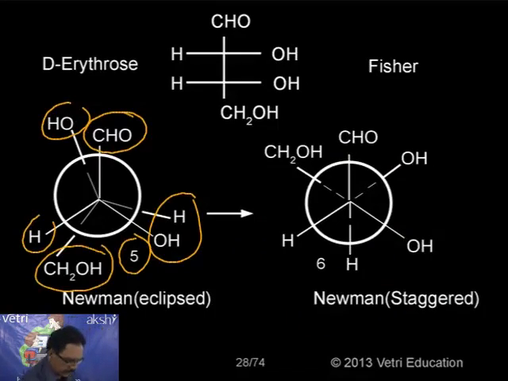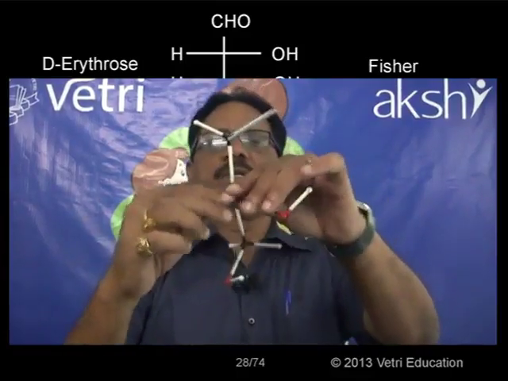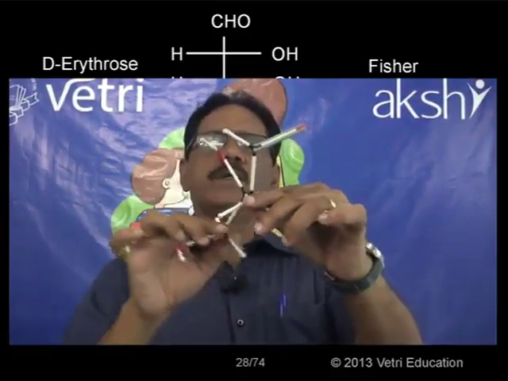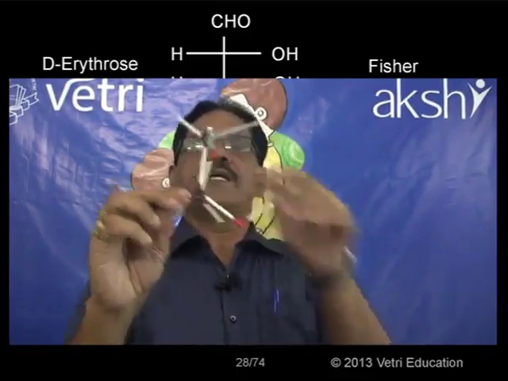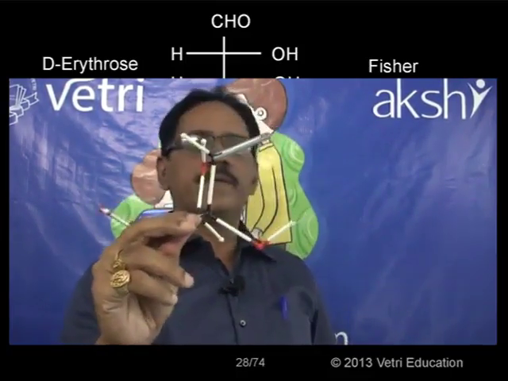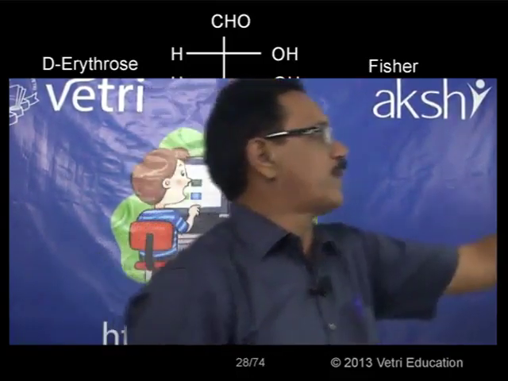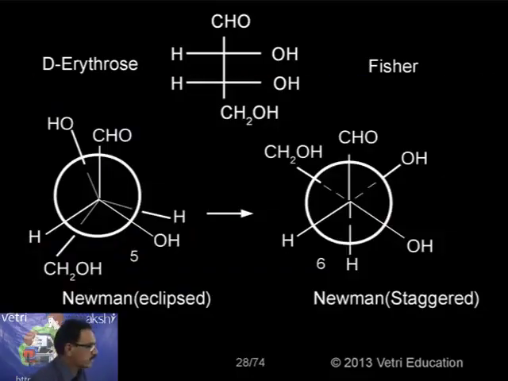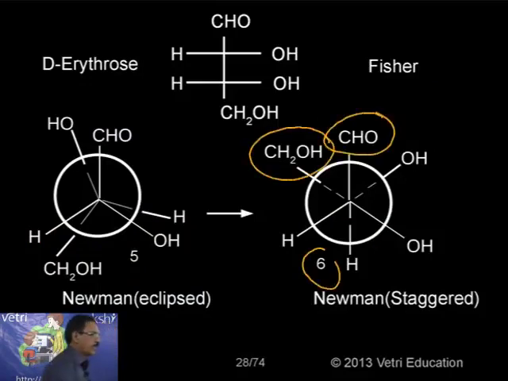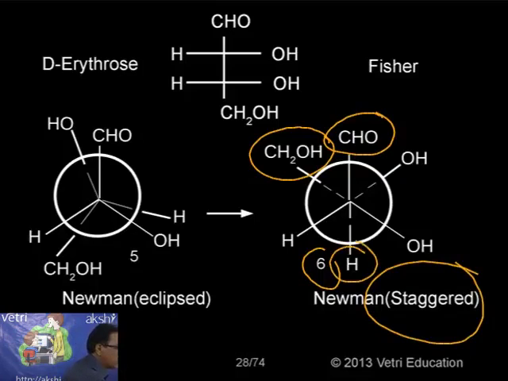Again, it is eclipsed. Now you can see the corresponding eclipse. This is 5. Now, go for structure 6. In structure 6, this is the Newman staggered conformation. CHO opposite H, OH opposite CH2OH, and this OH opposite H.